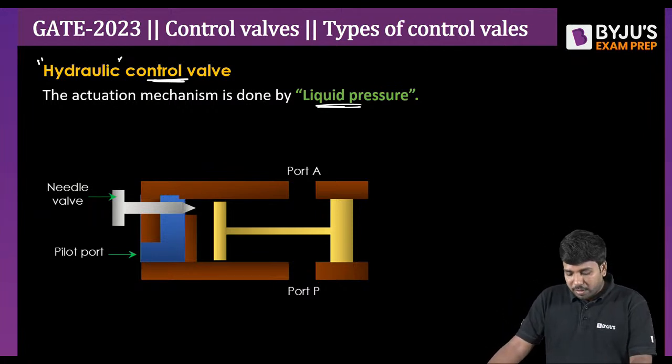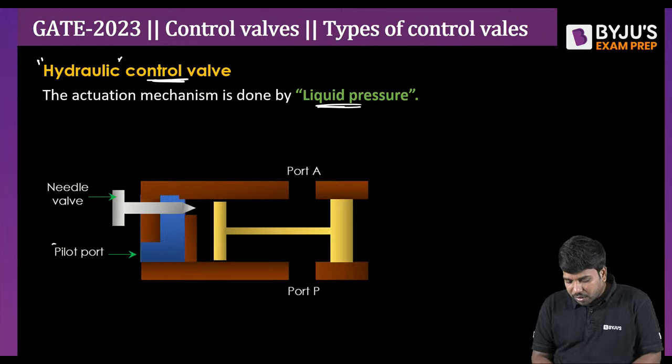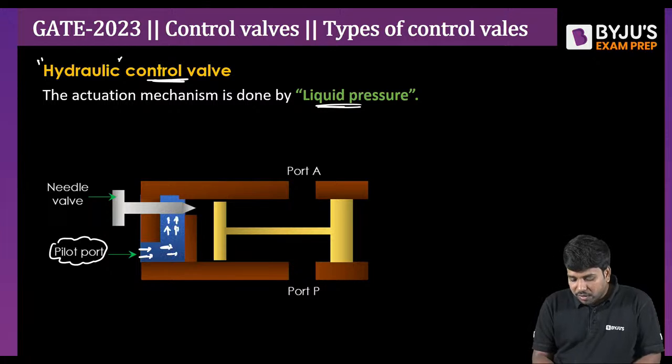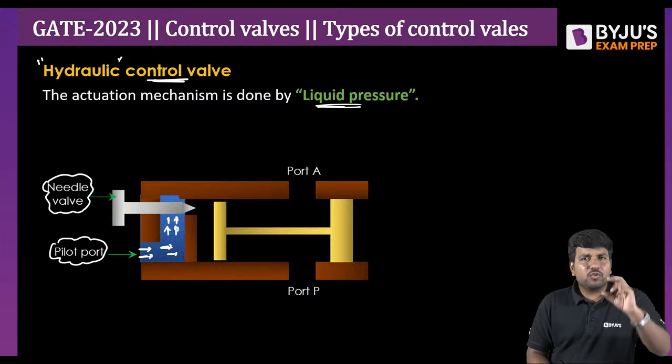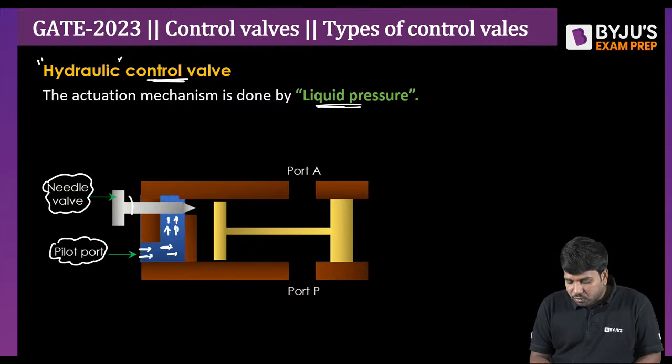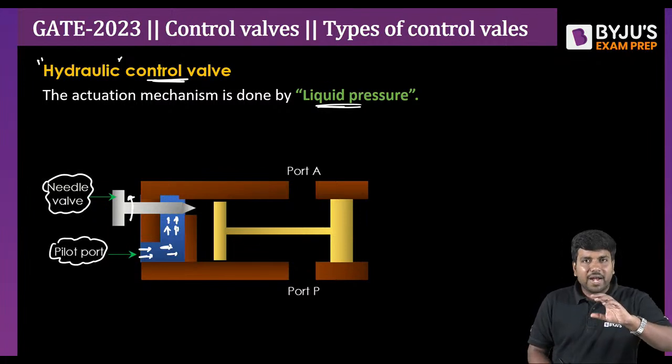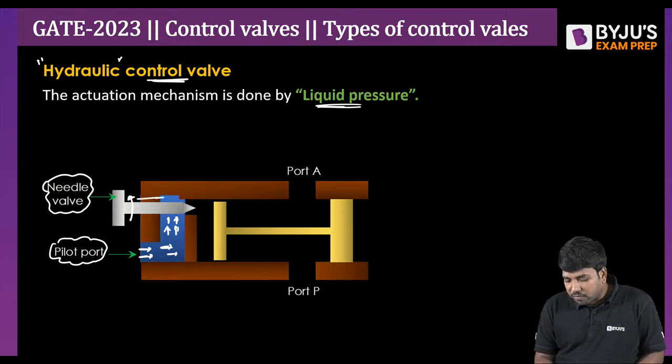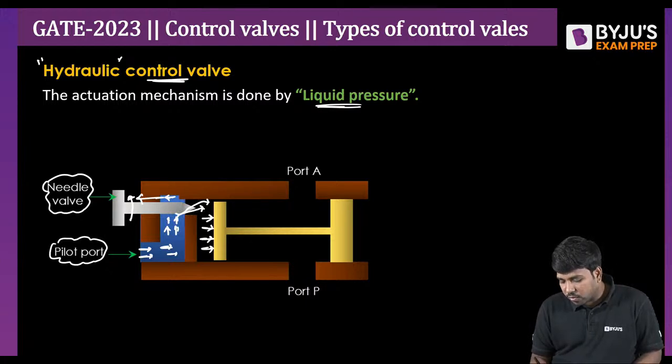Now let me explain how exactly we do this. Here you can see there is a pilot port. We allow the liquid to go like this, and you can see there is a needle valve here, like a screw. We rotate the screw. If you rotate it anti-clockwise, the plug comes out like this. When it comes backward, the fluid enters here and applies pressure on the plug. This can now be called a piston.